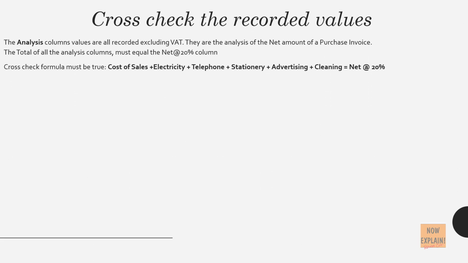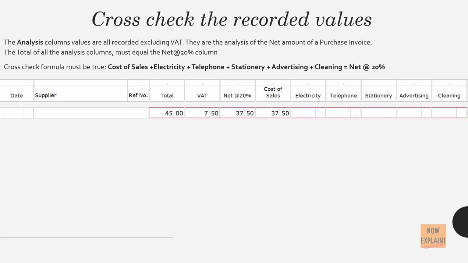Cross-check the recorded values. The analysis column values are all recorded excluding VAT. They are the analysis of the net amount of a purchase invoice. The total of all the analysis columns must equal the net of 20% column. The cross-check formula must be true. Cost of sales plus electricity plus telephone plus stationery plus advertising plus cleaning equals the net at 20%.